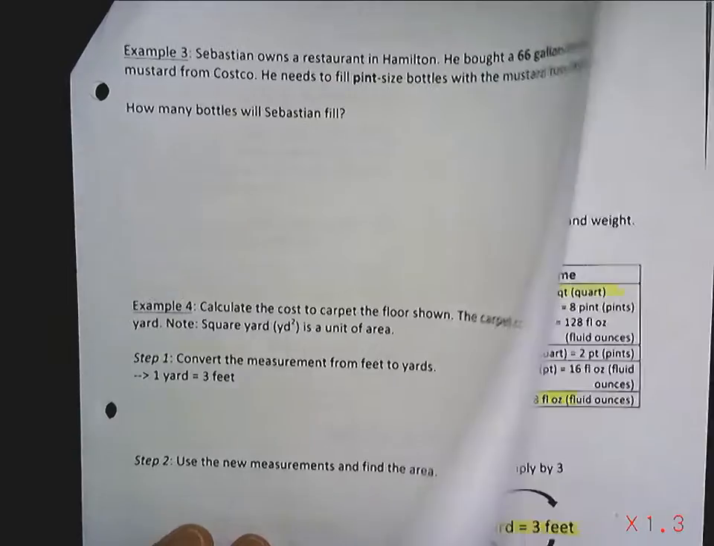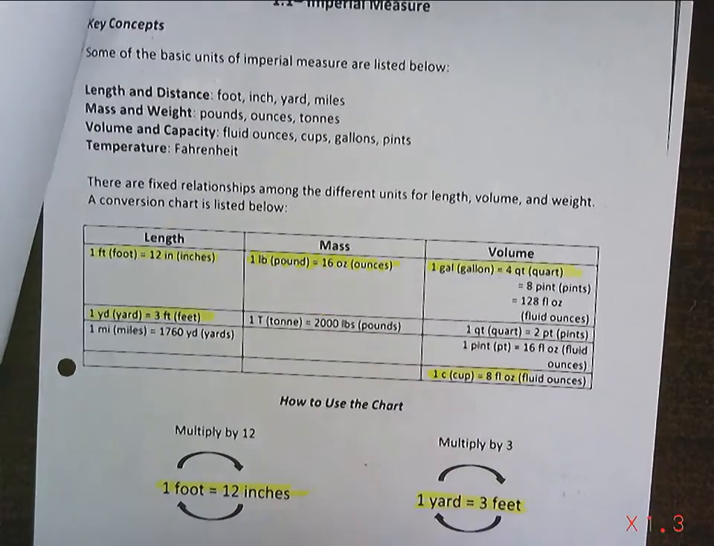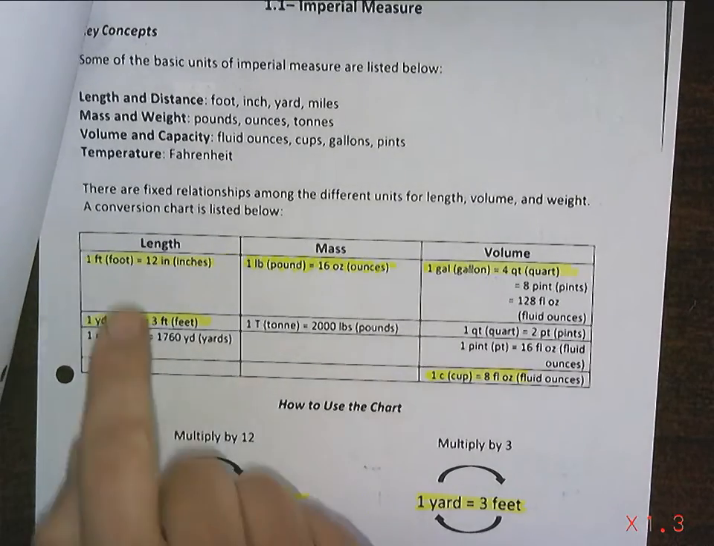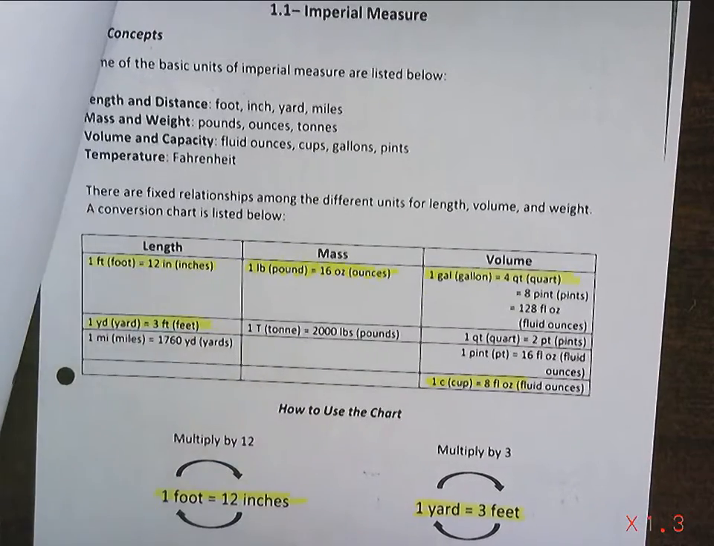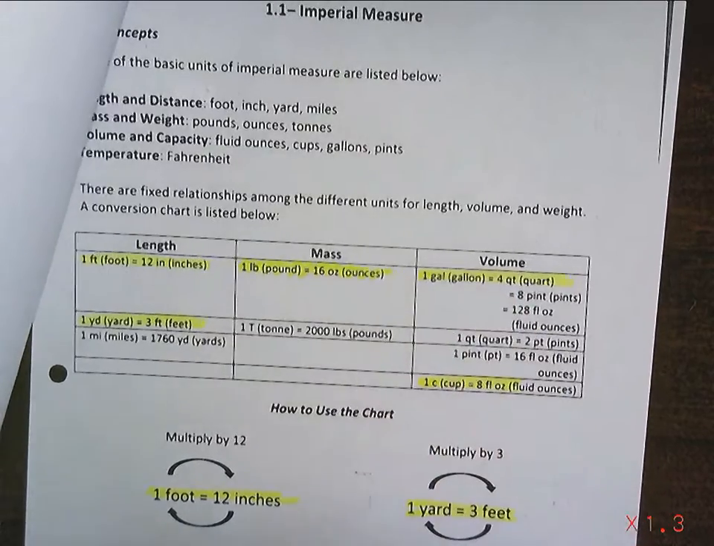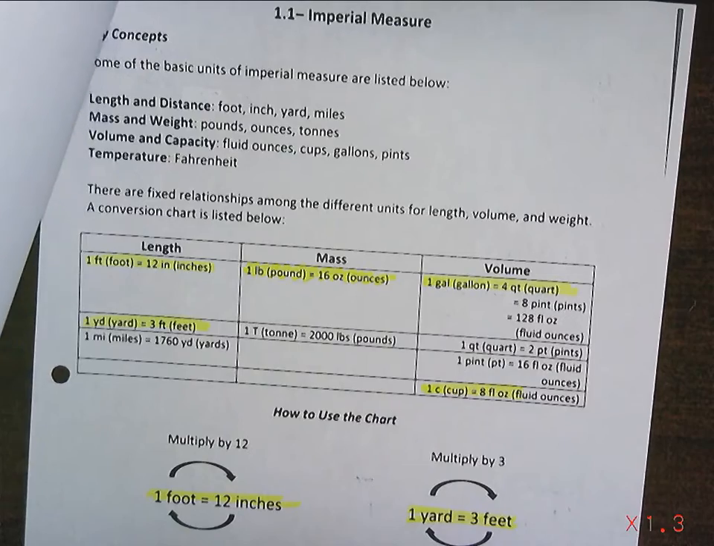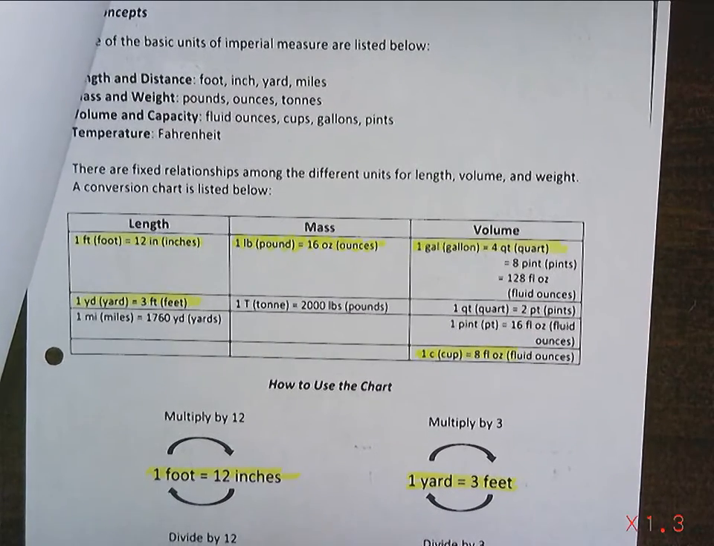Well, go back to your conversion table, and I'm going to give you the conversion table, okay? I will give it to you, but I'm going to tell you now, I want you to know the important ones. I want you to know feet to inches. I want you to know yard to feet. I want you to know pounds to ounces, and I want you to know gallons to quarts. That's important. 1 cup to 8 fluid ounces as well. So those highlighted ones, I'd like you to memorize and have at your fingertips.